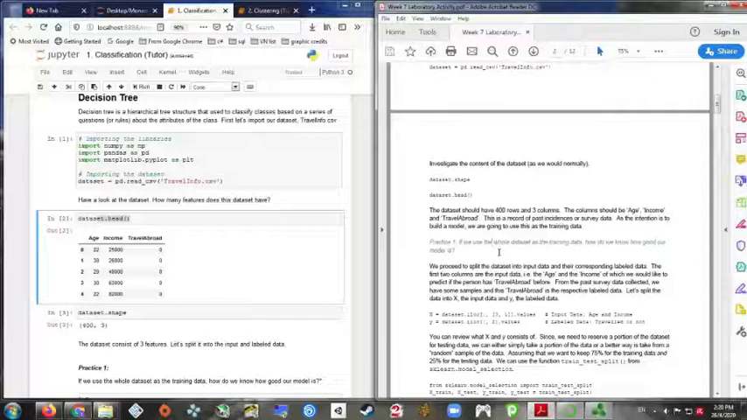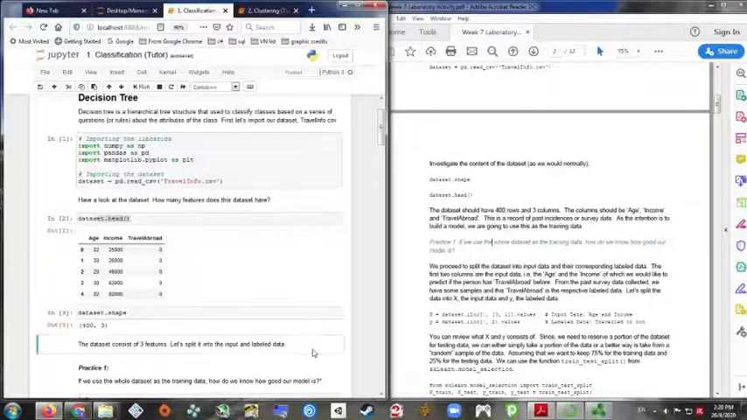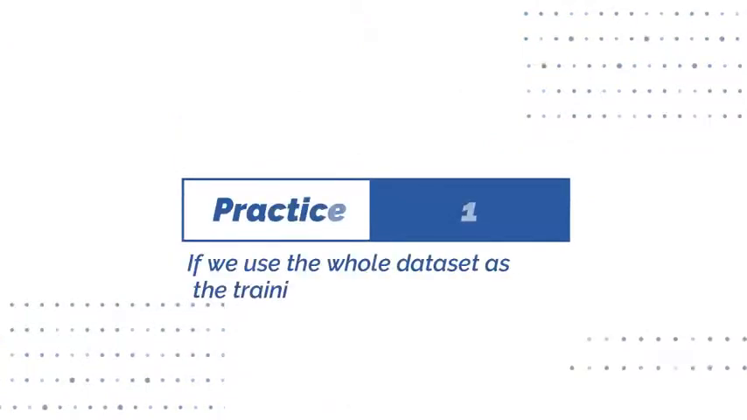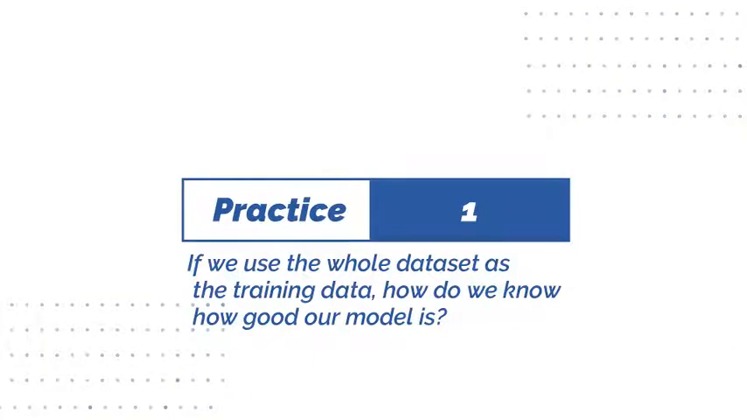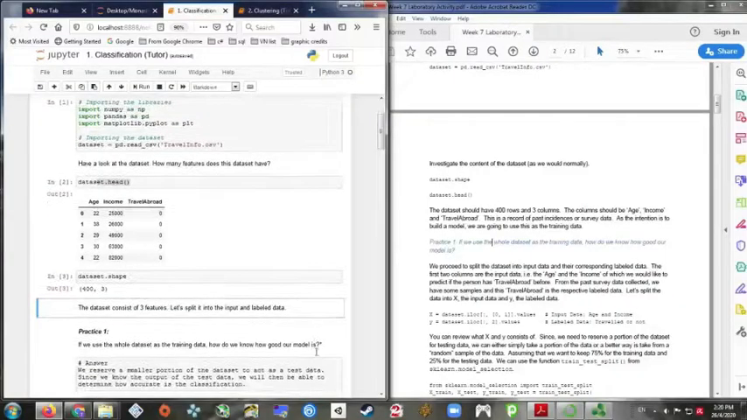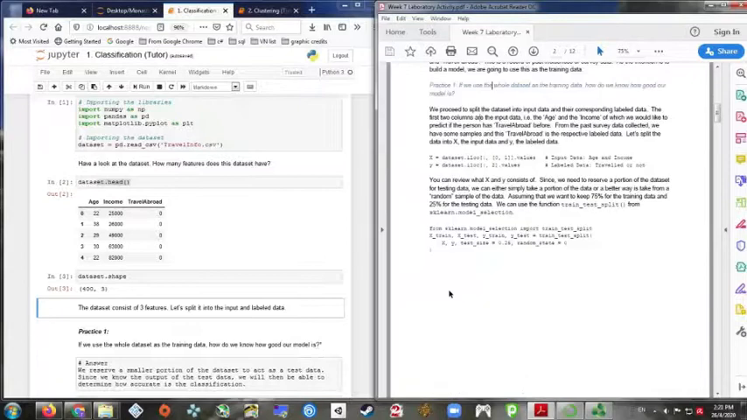As the intention is to build a model, we are going to use this as the training data. For your practice 1, if we use the whole dataset as the training data, how do we know how good our model is? Our answer is, usually we reserve a smaller portion of the dataset to act as test data. Since we know the output of the test data, we will then be able to determine how accurate our classification is. We will proceed to split our dataset into the input data and their corresponding label data.